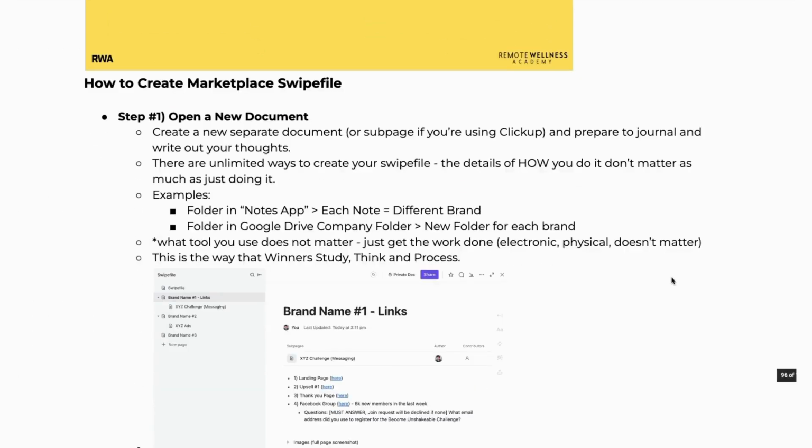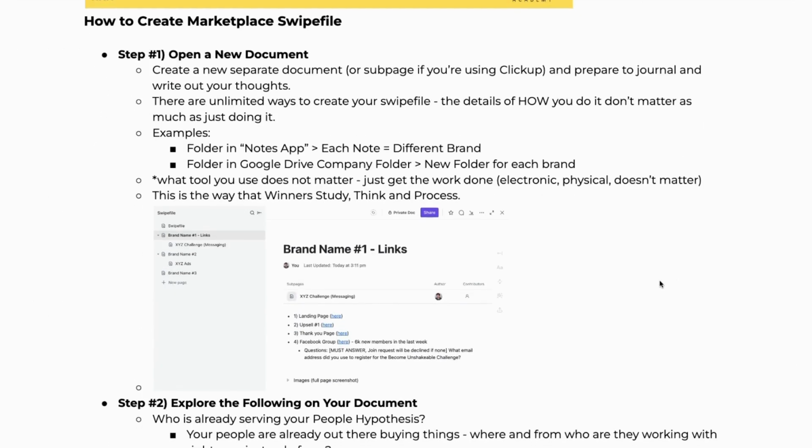Okay, so what you're going to do is you're going to open up a new document. You're going to open up a new folder. You're going to open up something out there, okay? Whatever tool you use for your swipe file is irrelevant. It does not matter. Some people like to do it in Google Sheets. Some people like to do it in Excel. Some people like to do it in ClickUp. Some people like to do it in Google Documents. Some people like to do it in Apple Notes. Pen and paper is a little bit hard. I'll give you that one.